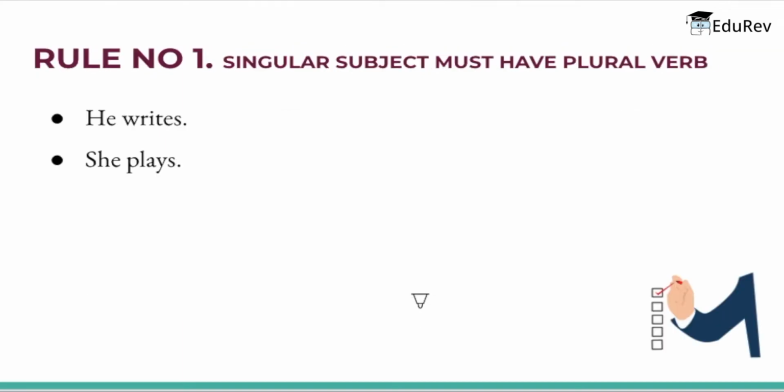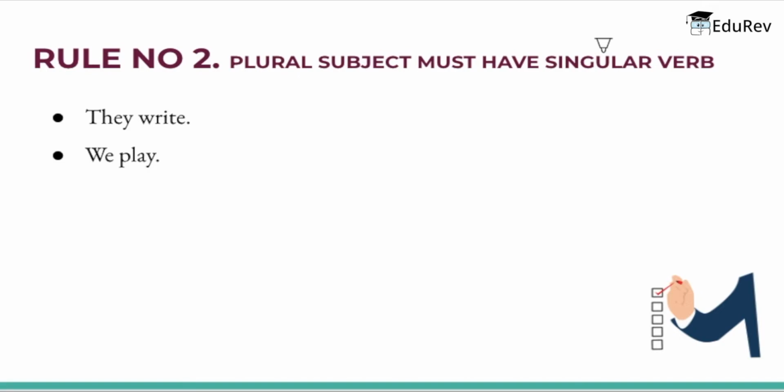Rule number 1 states what? Rule number 1 states that singular subjects must always have a plural verb. For example, he writes and she plays. In these two sentences, the singular subject have what? They have plural verbs. Next rule says that a plural subject must have a singular verb.